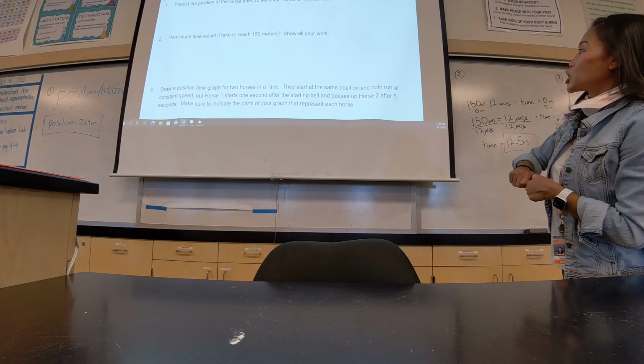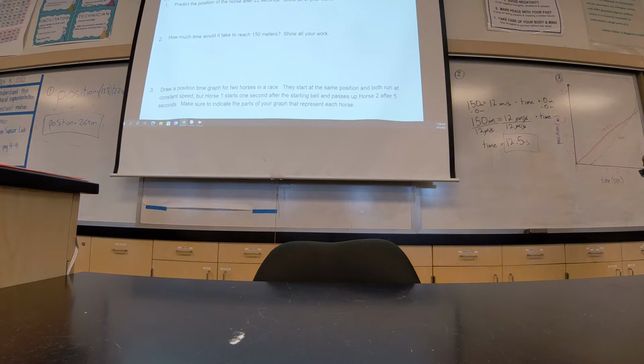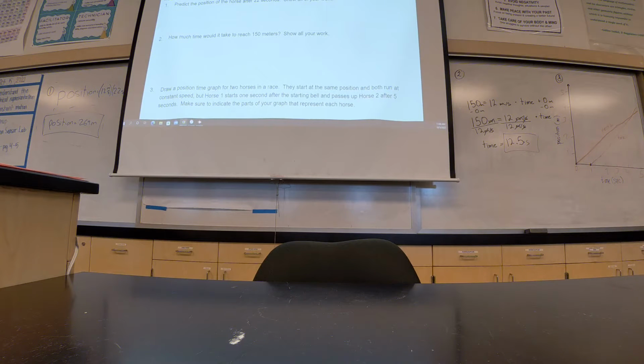Okay, so in this scenario, we've got horse 1. They start at the same position and they both run at constant speed. Horse 1 starts 1 second after the starting bell. So I want you to notice this. They both start at the same position. I didn't tell you what position, but Sebastian decided he was going to make them start at position 0. Horse 1 starts a second after, so he doesn't start till time 1 second. And then they have constant speed, meaning the slope stays the same.